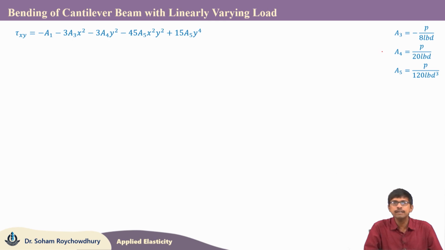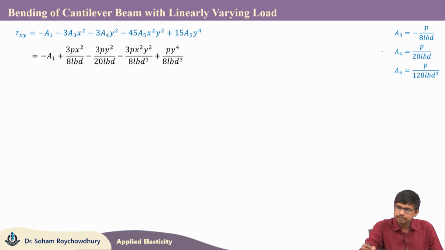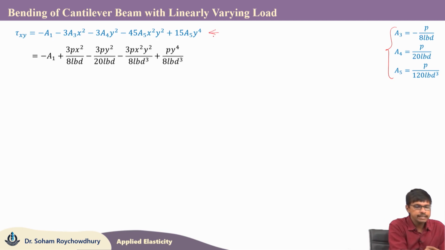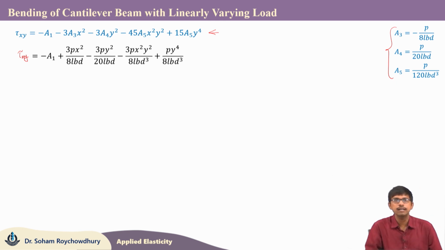Now, we are only left with a single unknown, that is a1. Using the expression of tau xy, apart from a1, the rest of the constants a3, a4, a5 are known. Replacing those in the expression of tau xy, we get tau xy to be this: the first term, a1, is unknown, and the rest of the 4 terms are known functions of x and y. Now, the remaining boundary conditions we need to satisfy.